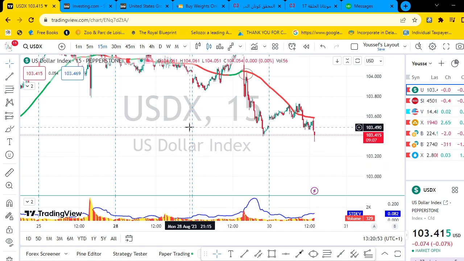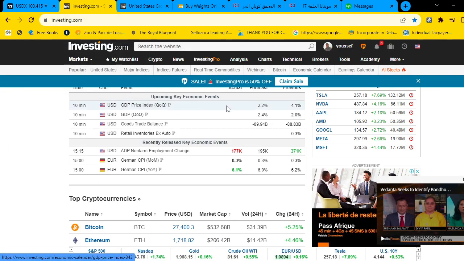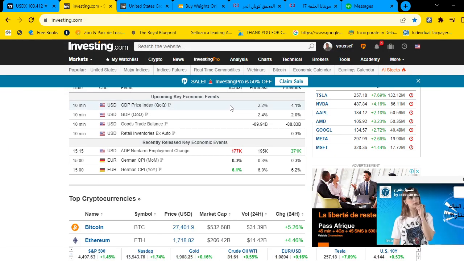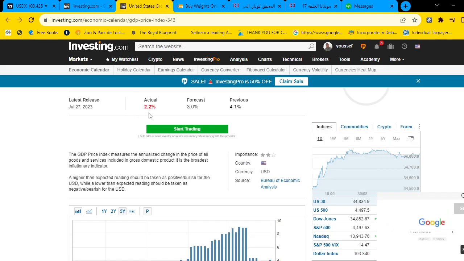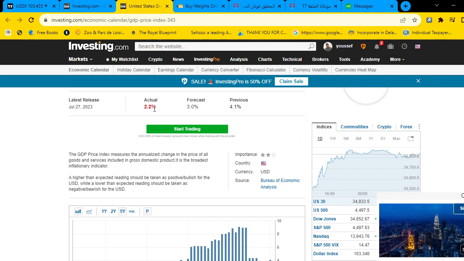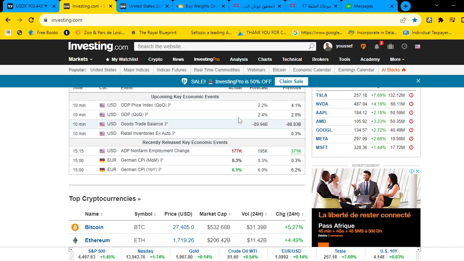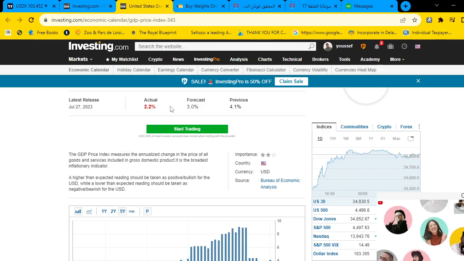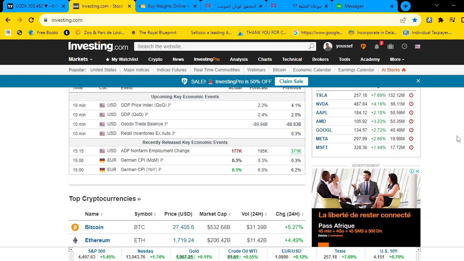I'm pretty sure that the number is gonna be lower than this forecast figure that is shown here. I don't know why it is already given actual, that is previous, not actual. There is a mistake here, but anyways, we'll just wait and see what's gonna happen.